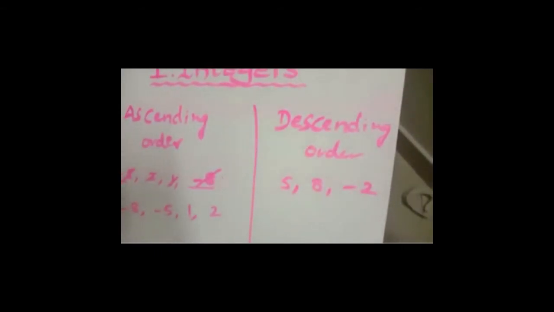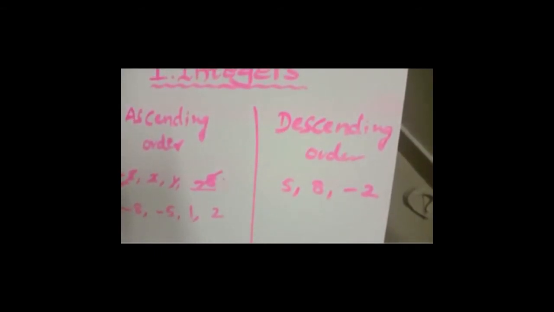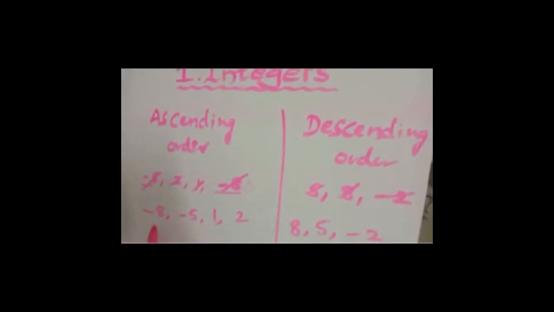Coming to descending order, we need to write the numbers from biggest to smallest. From this list of integers, we first need to find the biggest integer, that is 8. The next biggest integer is 5, and the next is -2. So this order shows biggest to smallest, and ascending order shows smallest to biggest.